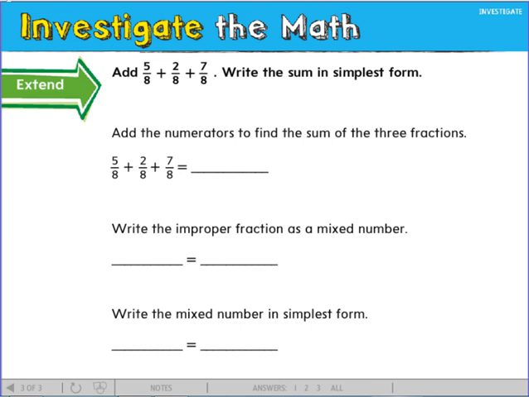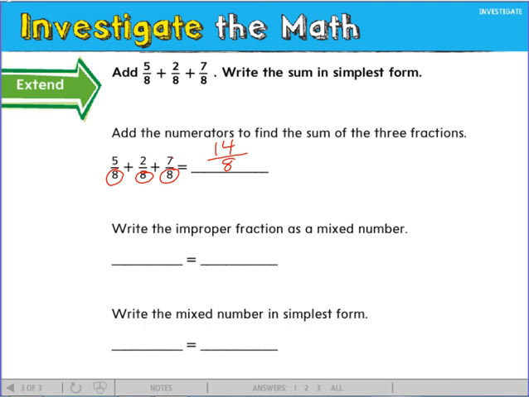Now, once again, all of our denominators are the same. What am I going to do with our denominators? Move them over. I'm going to leave it 8, and so we're going to bring it over to our answer. We're going to have 8. Okay? My numerators I'm going to add. So 5 plus 2 is? 7. Plus 7 is? 14. Now I have 14/8.